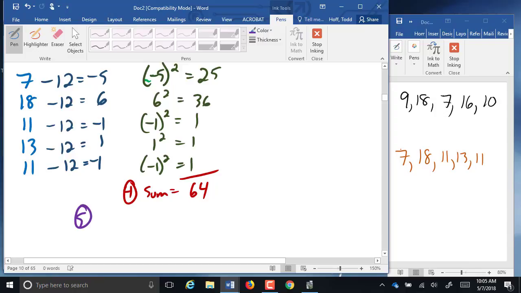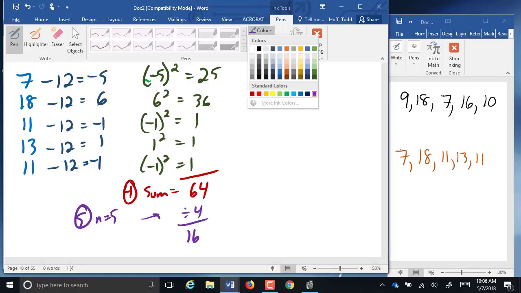Step 5 is the tricky one. You guys got to tell me this one. What's step 5? Divide by what? Not quite. Divide by n minus 1. So there's going to be, 5 is n, so we divide by 4. 64 divided by 4 is 16. That is the variance.